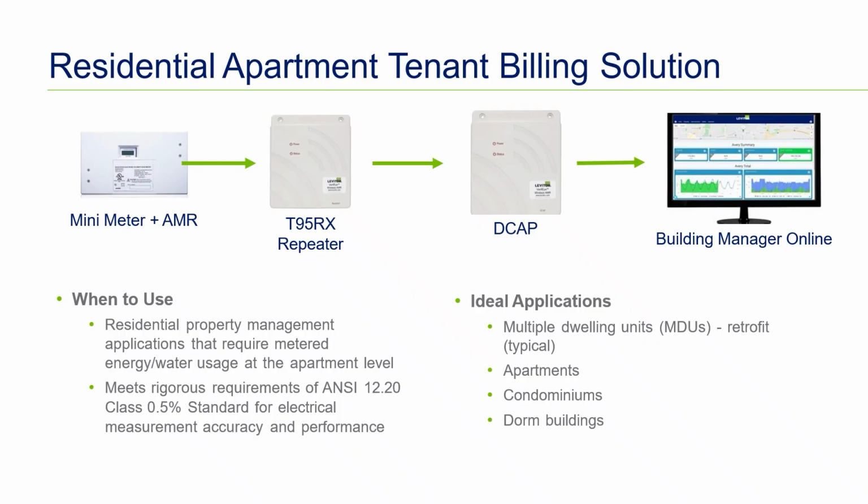meter reading system. Each meter's transmitter communicates with surrounding units and the wireless repeater to form a mesh network within a facility. All the devices communicate with the data concentration access point, which acts as the hub to consolidate the data and send it to the billing software platform like Building Manager Online. This system is ideal for retrofit installations and situations where placing the meters in each suite is the best or only approach.